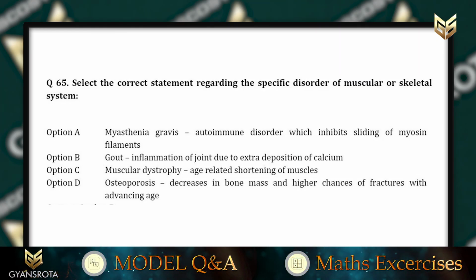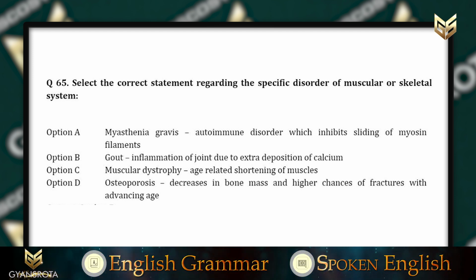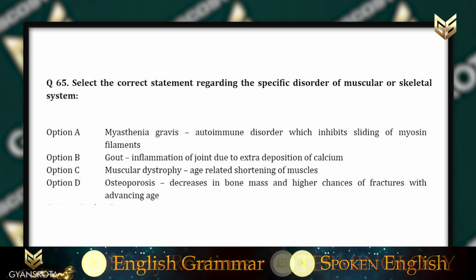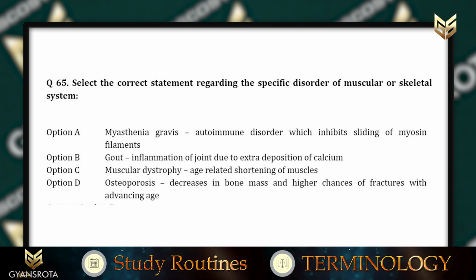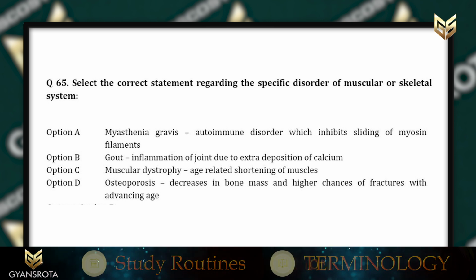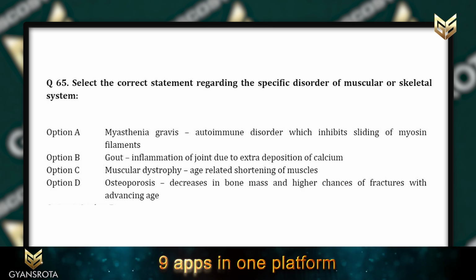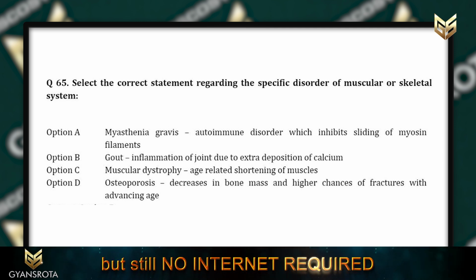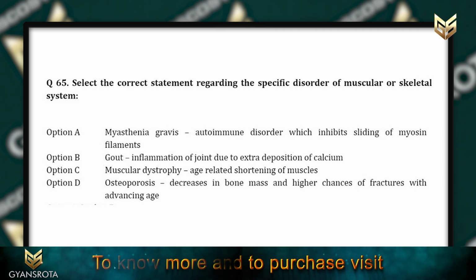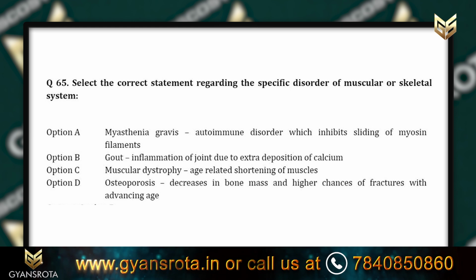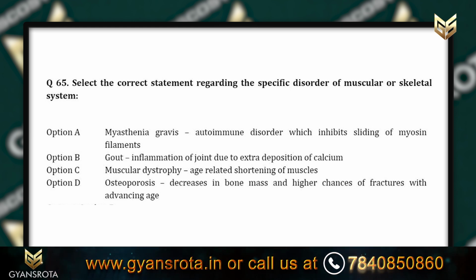Select the correct statement regarding the specific disorder of muscular or skeletal system. Option number A, myasthenia gravis, which is autoimmune disorder which inhibits sliding of myosin filament. Option number B, GOT, that is the inflammation of joint due to extra deposition of calcium. Option number C, muscular dystrophy, which is the age-related shortening of muscles. Option number D, osteoporosis, which is decrease in bone mass and higher chances of fractures with advancing age.